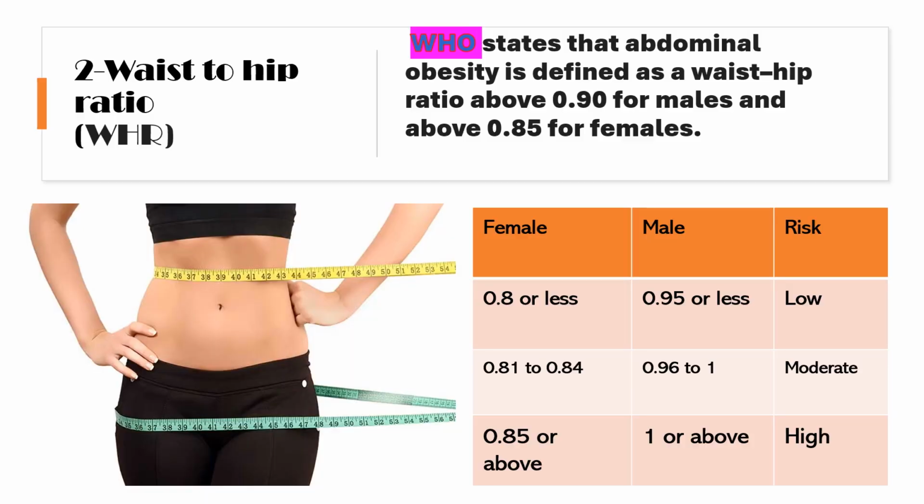Waist to hip ratio. Waist hip ratio is the ratio of waist circumference to hip circumference. According to WHO, abdominal obesity is defined as waist hip ratio above 0.9 for males and above 0.85 for females. Having a waist hip ratio of over 1 may increase the risk of conditions related to obesity, including diabetes and heart disease.